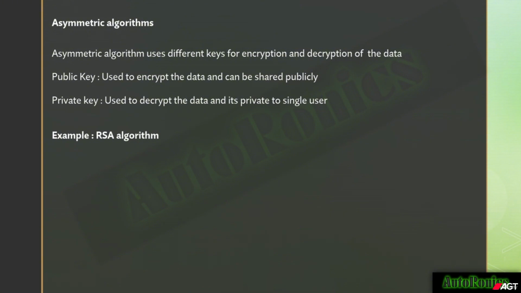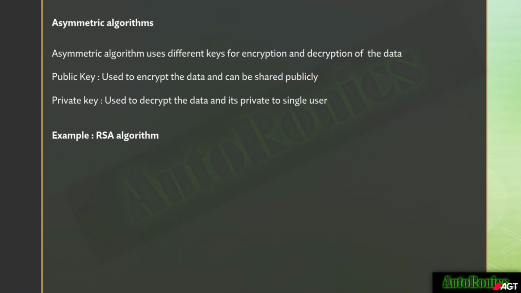But in the case of asymmetric algorithms, we use different keys for encryption and decryption of data, where the public key is used for encryption and the private key is used for decryption. The private key is only known to the recipient who needs the data. There are several algorithms like RSA and ECC, where elliptic curve ECC is not easy for hackers to break, and it's widely used for bitcoins, and ECC is now a trending algorithm in automotive security too.